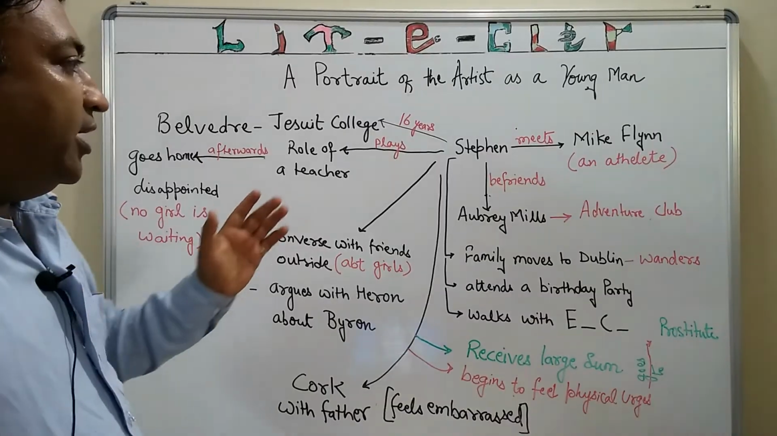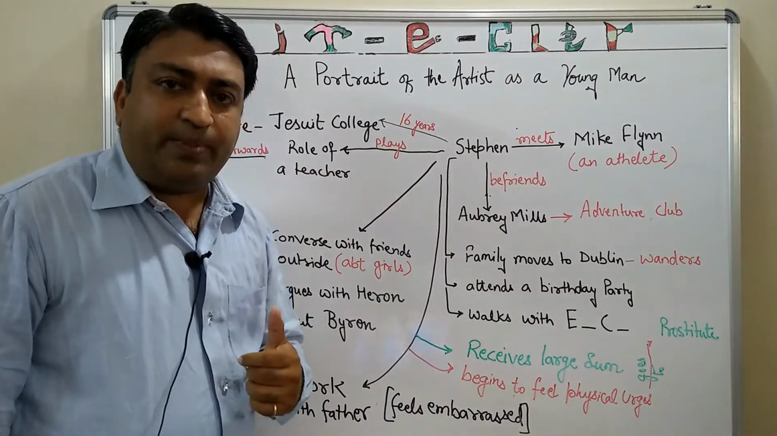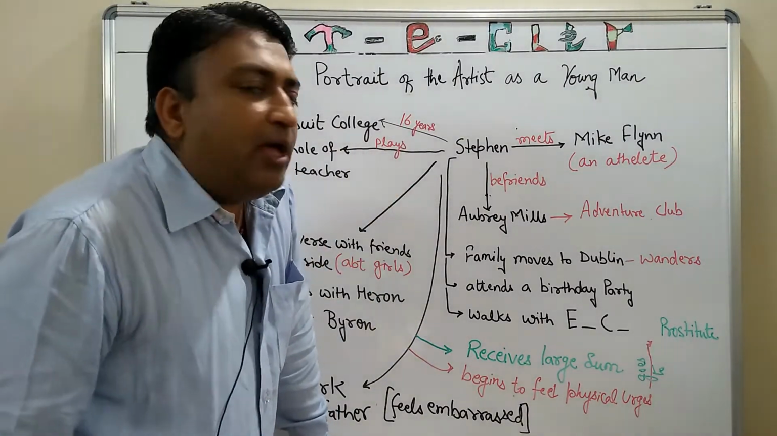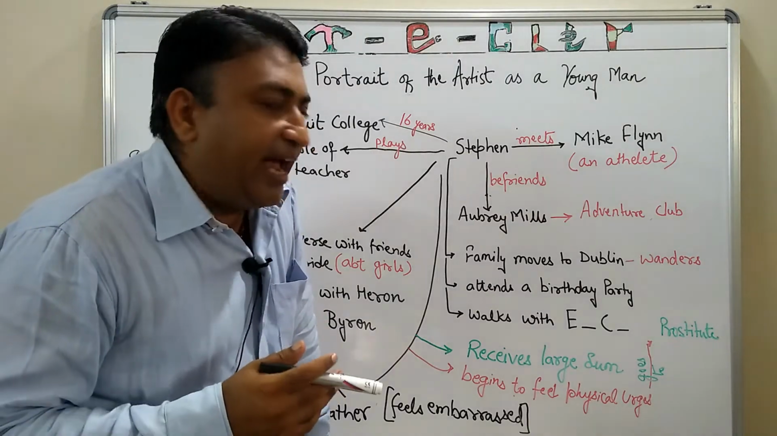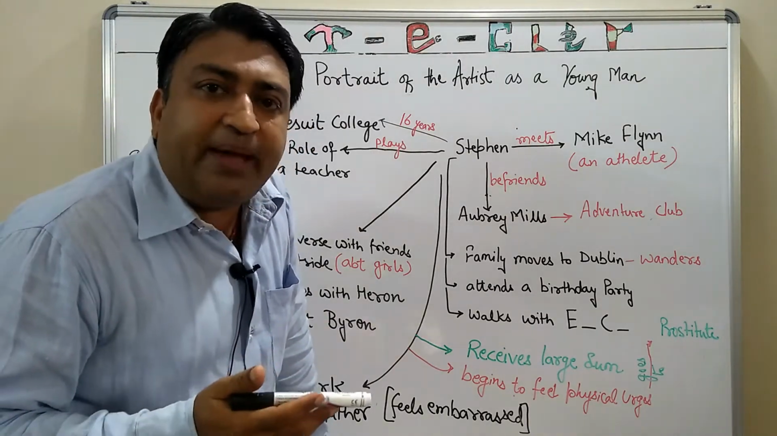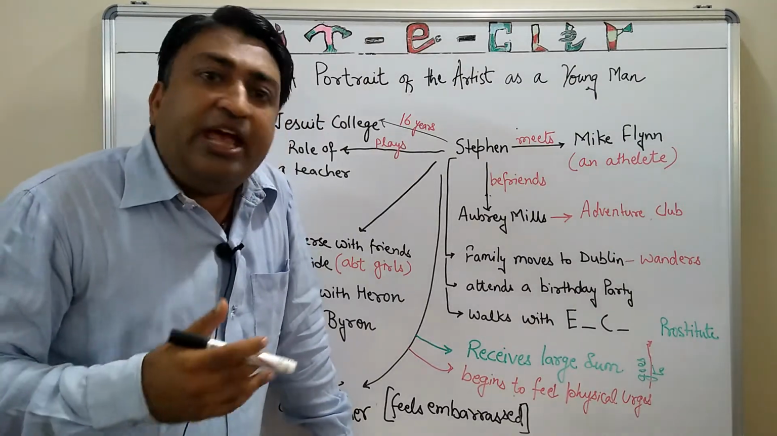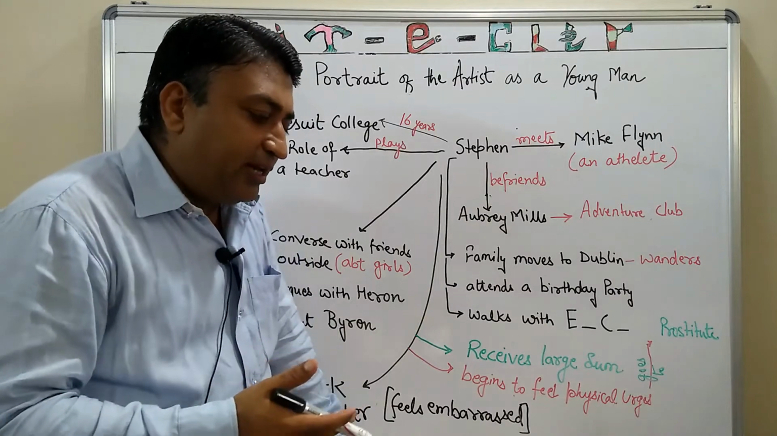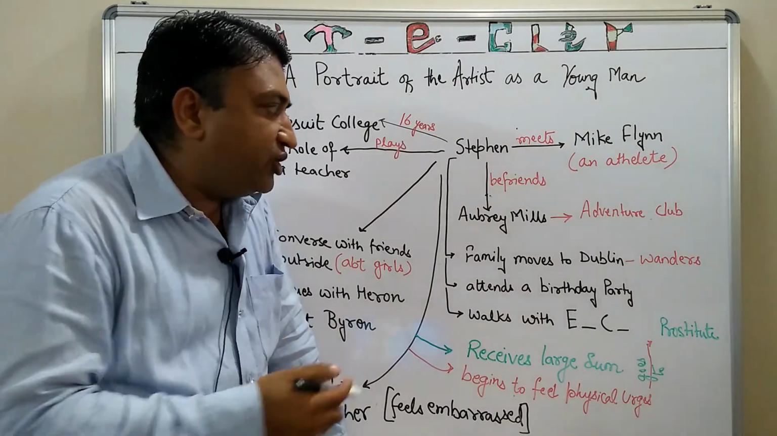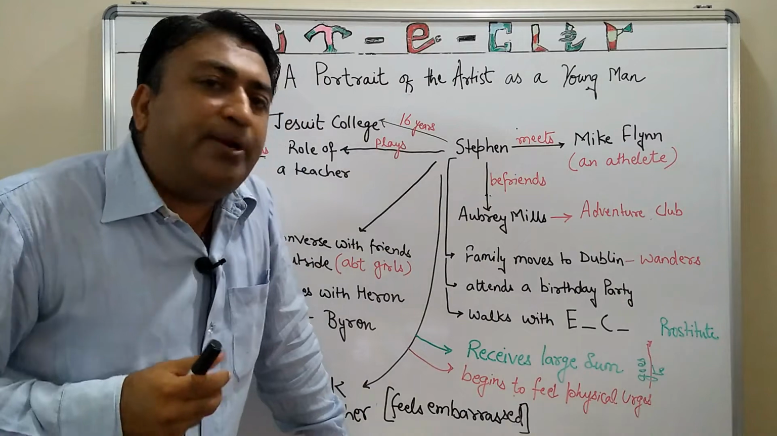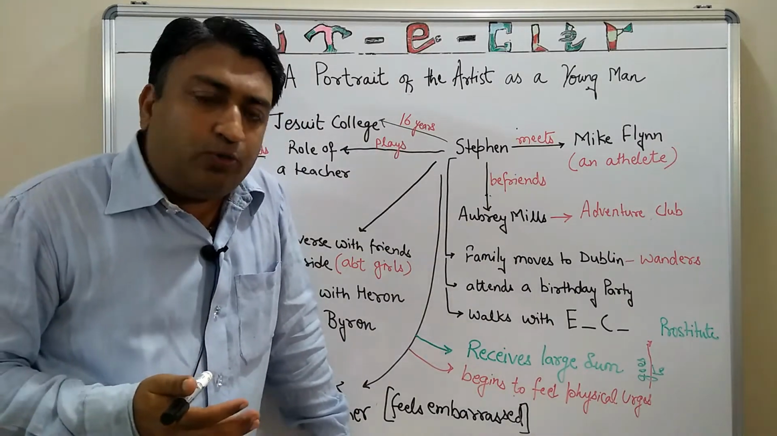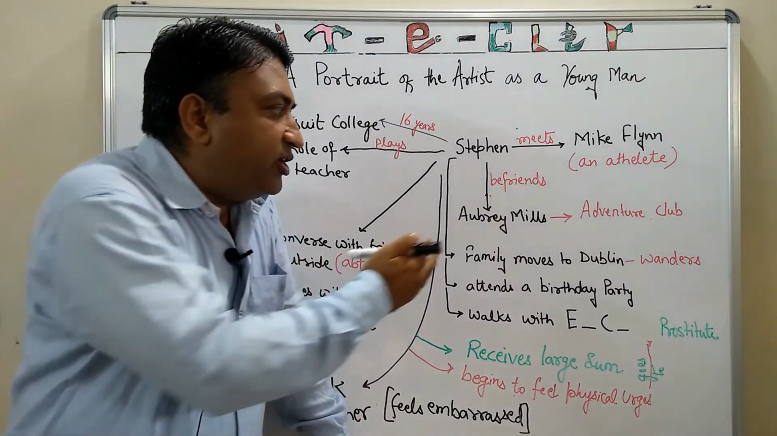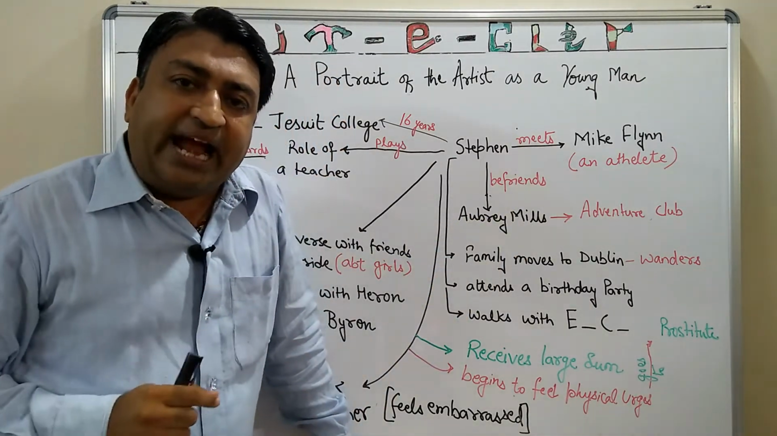And now Stephen, when he comes back from his Clongowes school, he meets Mike Flynn. Mike Flynn is an athlete and he shows Stephen some physical exercises, especially about running and other things. During this vacation, he also befriends Aubrey Mills, another neighborhood boy, and according to their plans, according to their imagination, they even form an adventure club.